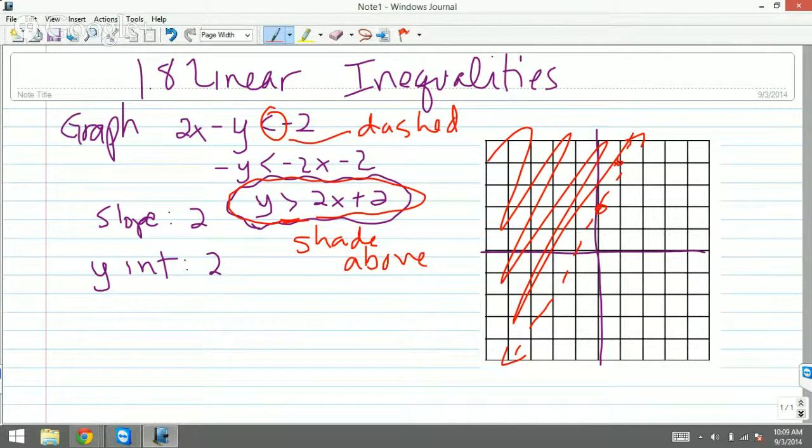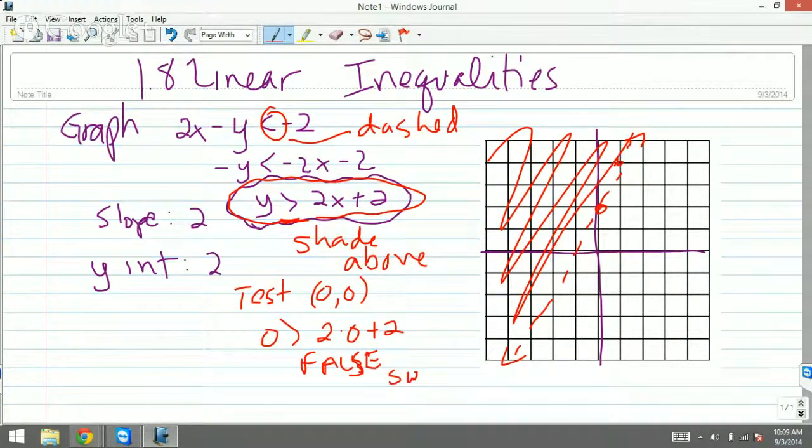Does anybody else know the other test? Yeah, I always use that one because it's really easy. So 0 greater than. Is that true? Okay, false. Swim away, right? So if that's 0, 0, we're going to shade away from it. Good there? Alrighty then. How's about this one?